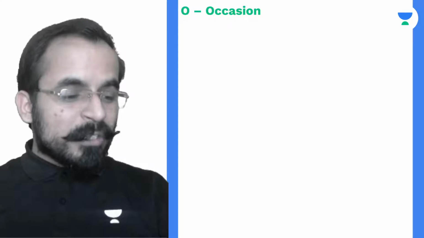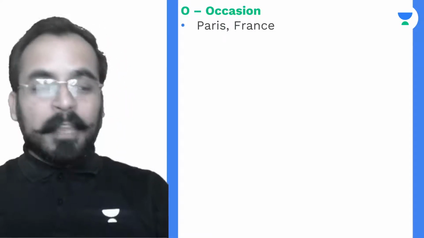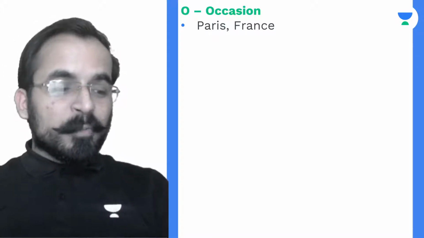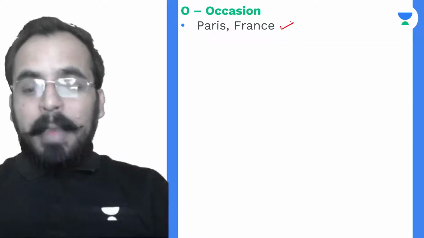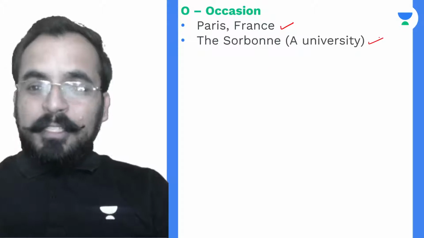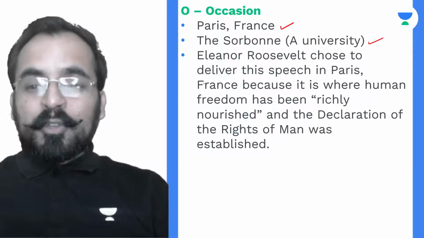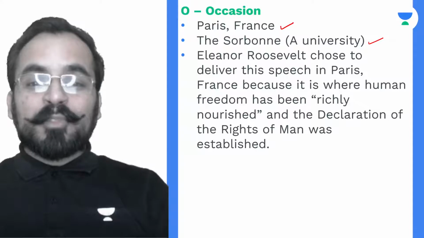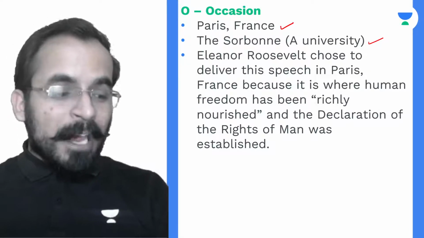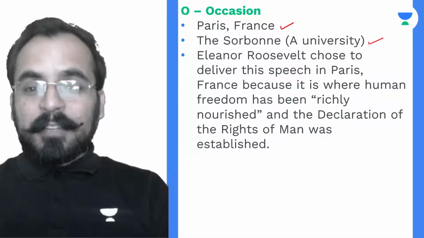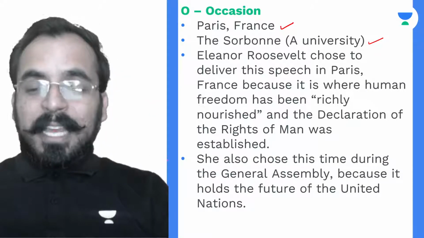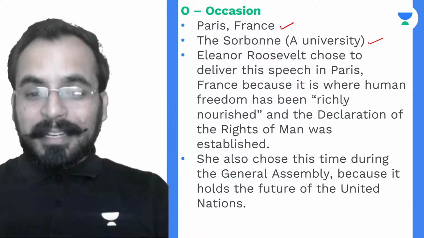Next, let's try to understand what is the occasion on which she is going to deliver the speech. We are going to see the speech, but first of all, let's understand what is the speech going to be all about. So, she is delivering the speech in Paris, France, at the Sorbonne. Sorbonne is a university. So, she chose to deliver this speech in Paris. So, you might be asked a question like, why did Eleanor Roosevelt choose to deliver the speech in Paris? Why? Because France was the origin where freedom has been richly nourished. Right? Okay. She also chose this time because it was the time for the General Assembly to be elected, and it held the future of the United Nations.